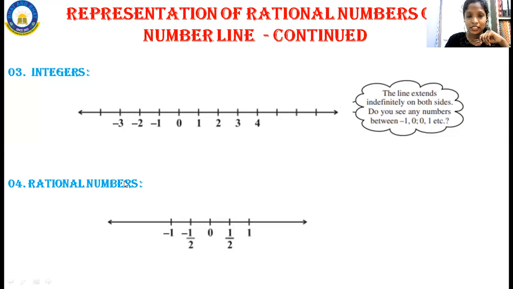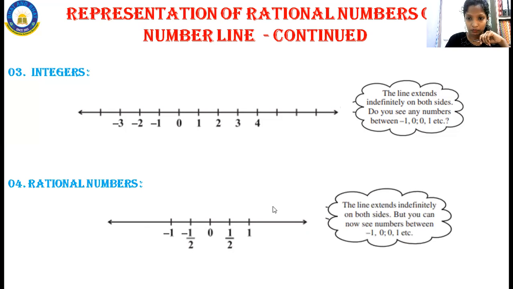As we have already studied, rational numbers are those numbers which can be written in the form of p by q, where q is not equal to 0. On the right hand side of 0, you can see the numbers 1 by 2, 1, like that. On the left hand side, minus 1 by 2, minus 1, and likewise it continues. That means the line is going to extend indefinitely on both sides. On the right hand side it will continue, on the left hand side also the line is going to extend. But you can see now the numbers between 0 and 1.